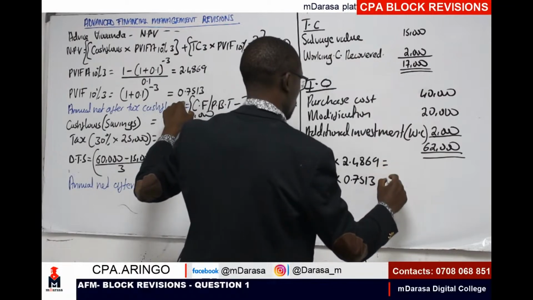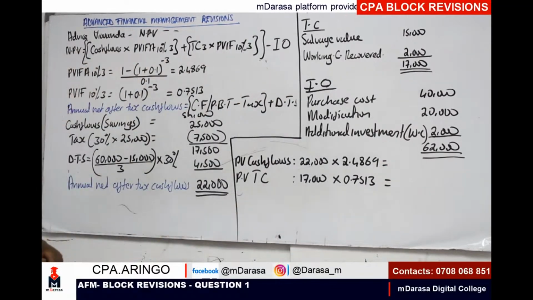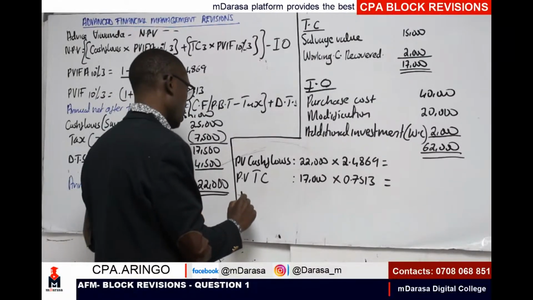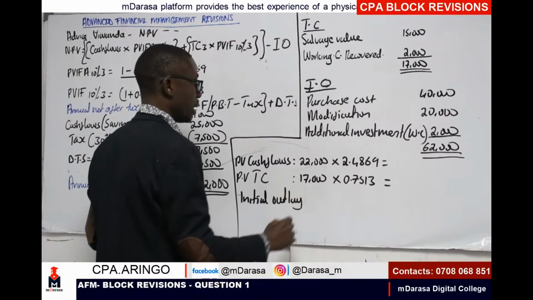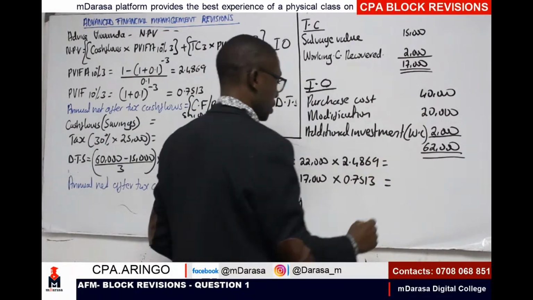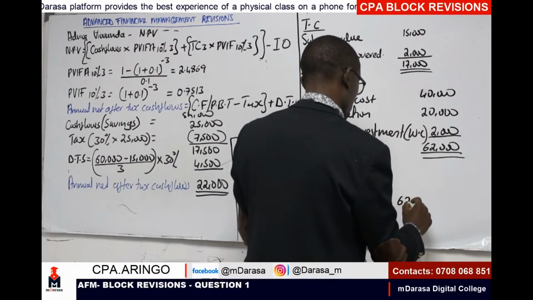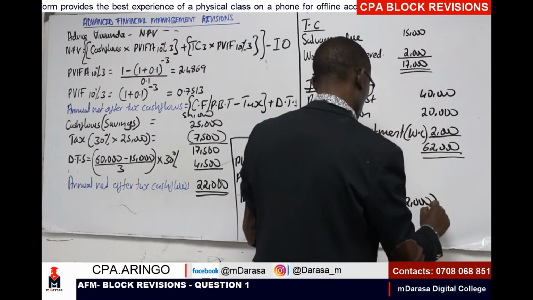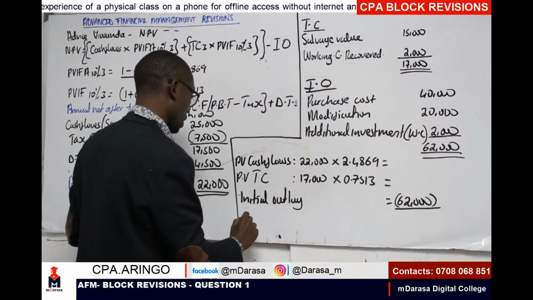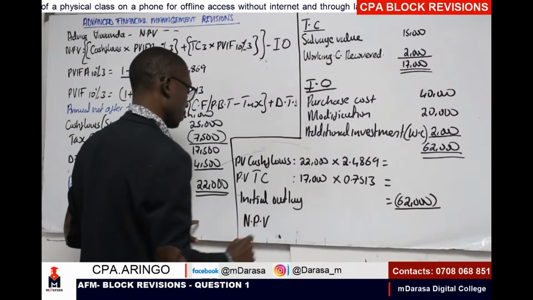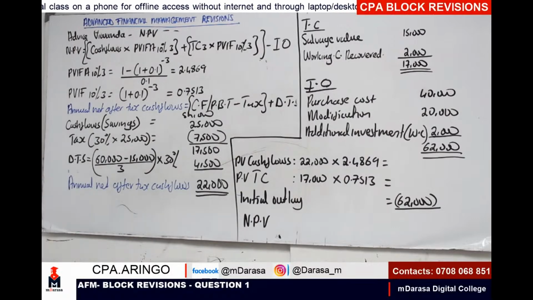0.7513. So this should give us how much? Then we proceed and less our initial outlay. Initial outlay, we have determined it to be 62 million. So therefore, my NPV here will be how much? Our NPV, we should be talking of how much. That is what you are supposed to basically determine. And I know in that case, you can literally give Mwalimu the value of that.